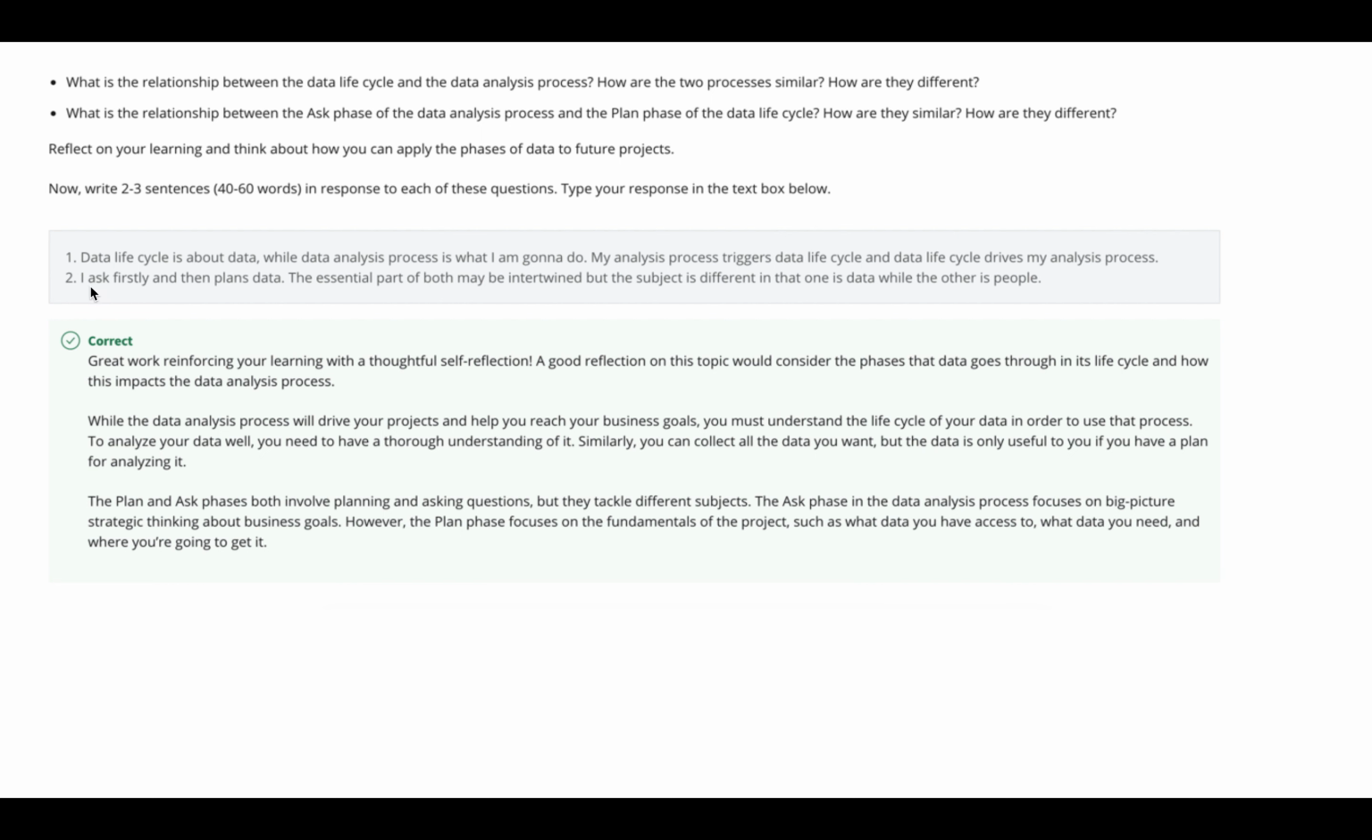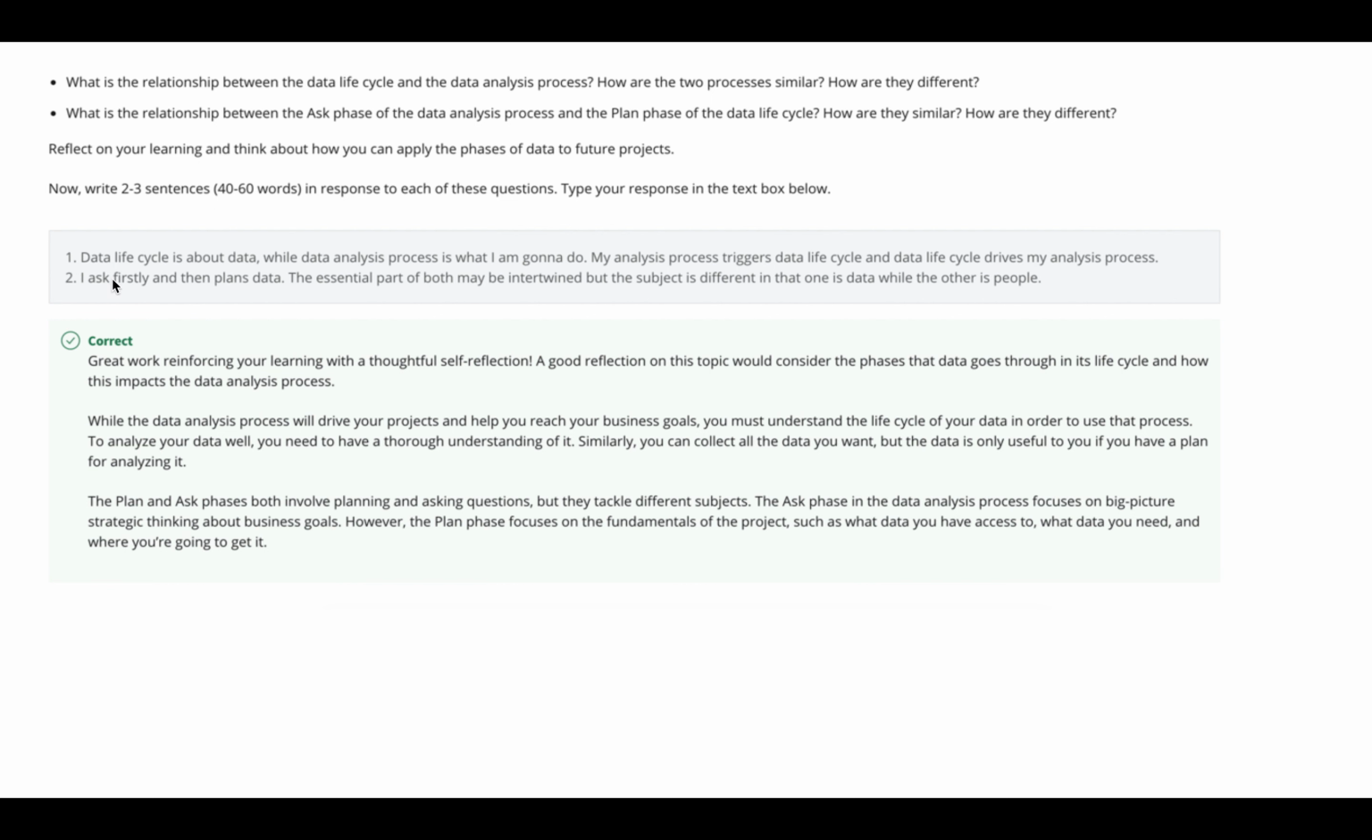My answer is: the data analyst asks in the ask phase. I ask first, and then plan data. The essential parts of both may be intertwined. It means I ask a question, I know what the problem is, and then I have to consider the plan about data. So this part may be included in this part, and this part may include this part.